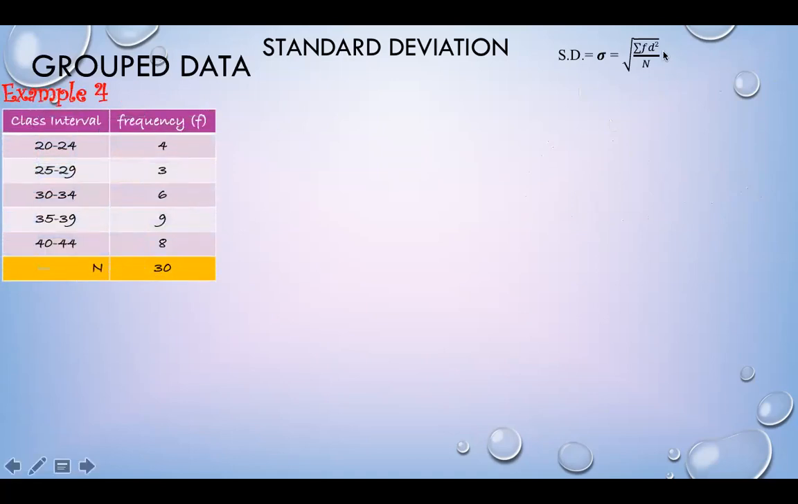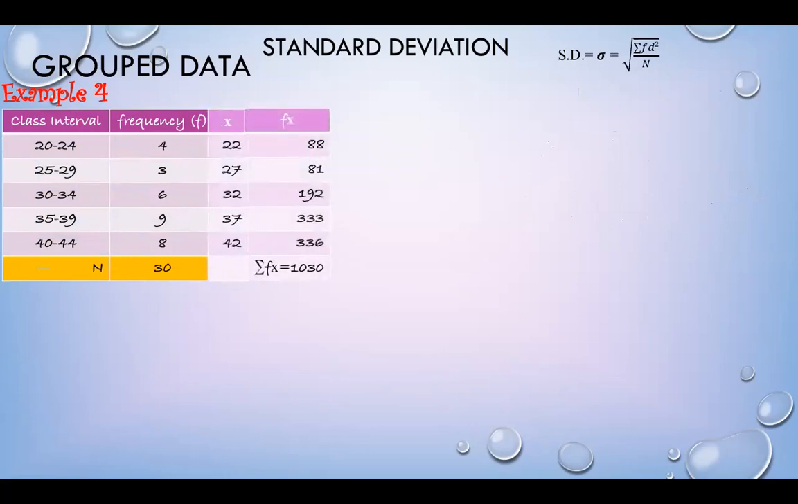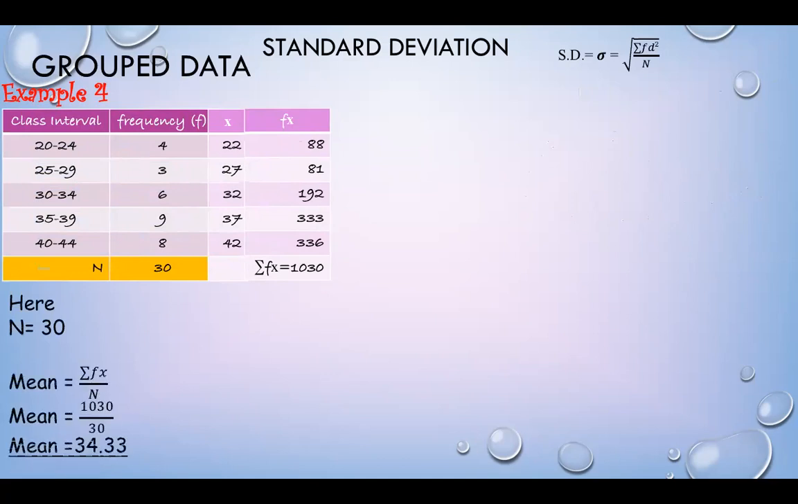For our first formula, we have to find the deviations from the mean, so we have to calculate the mean. I already told you that there are two formulas to calculate the mean. I will go with the direct formula. So I have calculated here first the midpoints, and then frequency multiplied by midpoints, and then summed up this column. This came out to be this, and the mean for this grouped data is 34.33.